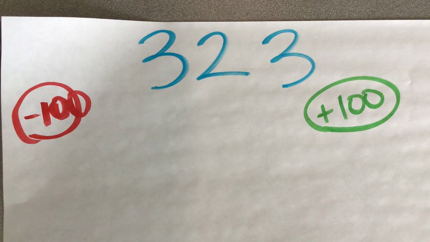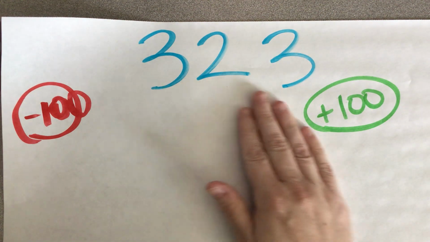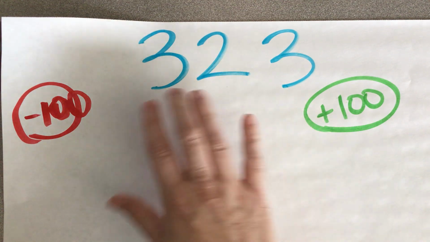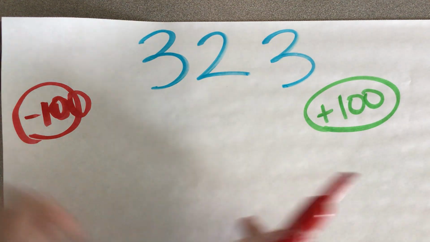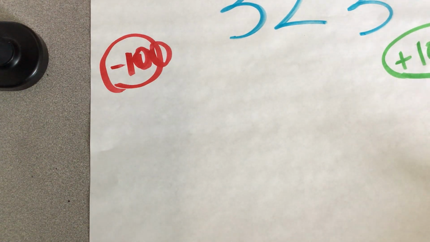Working with 10 more and 10 less. Today we're going to start with 100 more, 100 less. So I have a 3-digit number here. It has hundreds place, tens place, and ones place. This is our number that we're starting with. So on this side, instead of doing 10 less, we're focusing on 100 less today.